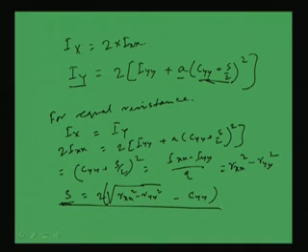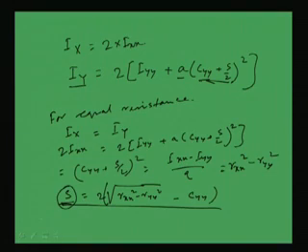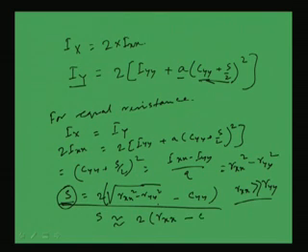For getting the economic size, the spacing should become, with that configuration, 2 into [root over (Rxx square minus Ryy square) minus Cyy]. Now for the channel section, as we know, Rxx is much greater than Ryy. So we can make S simply 2 into (Rxx minus Cyy). This is the final expression which we can use for the design.